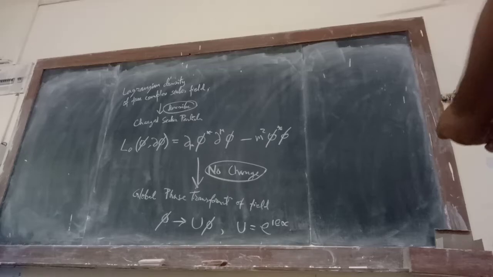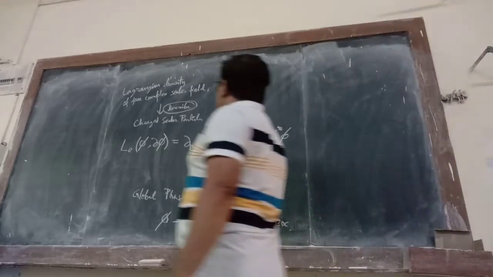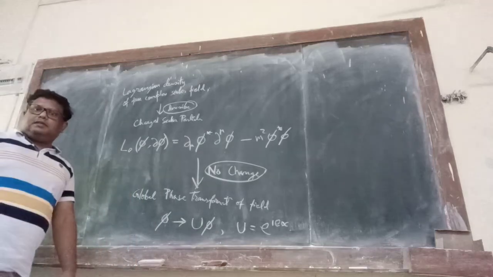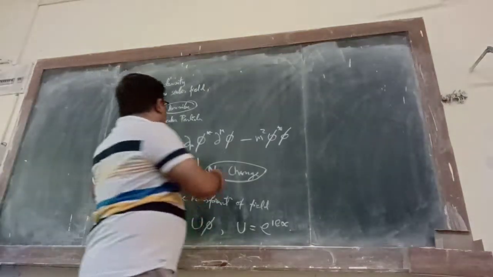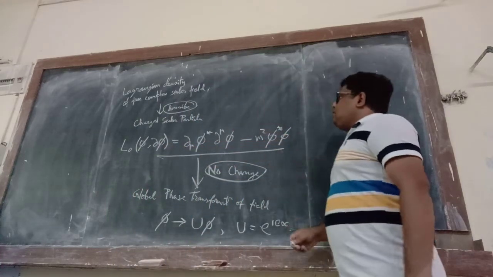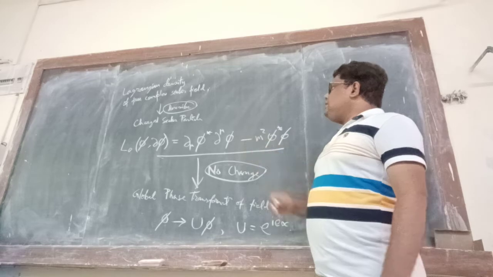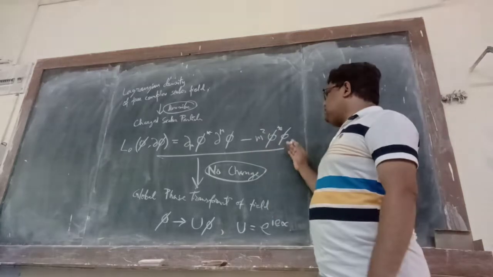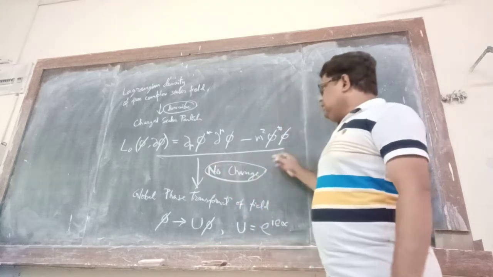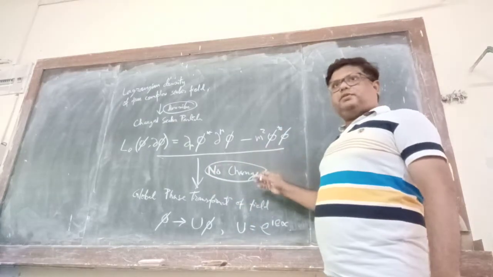Okay, so here you see I have written down the Lagrangian density of the free complex scalar field. Okay? And what is this? It is this thing. And what does this Lagrangian density describe? Basically charged scalar particles.